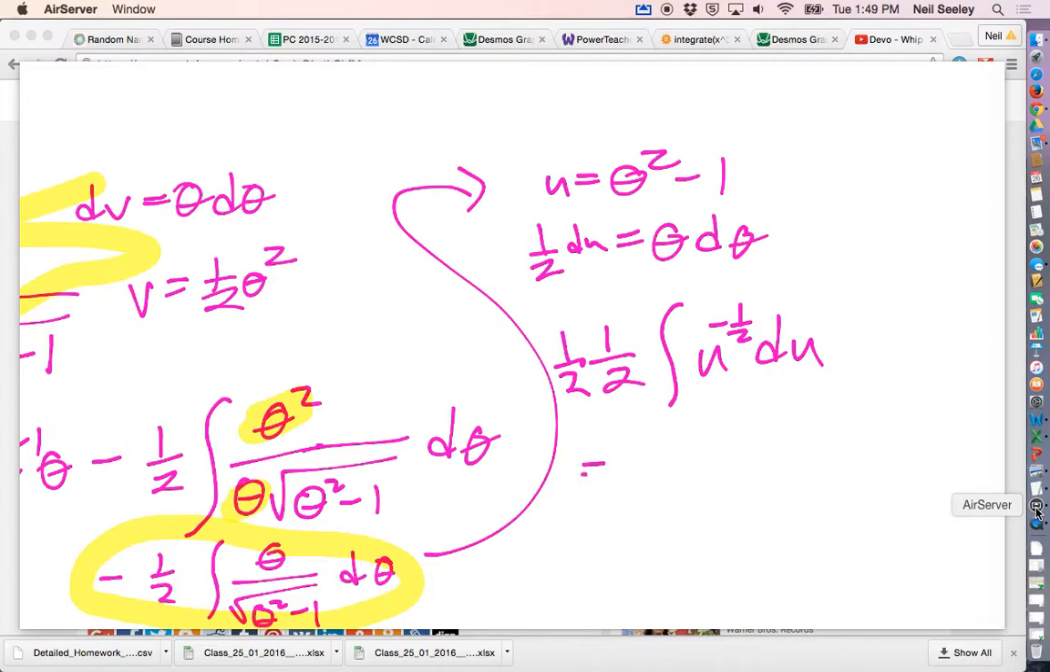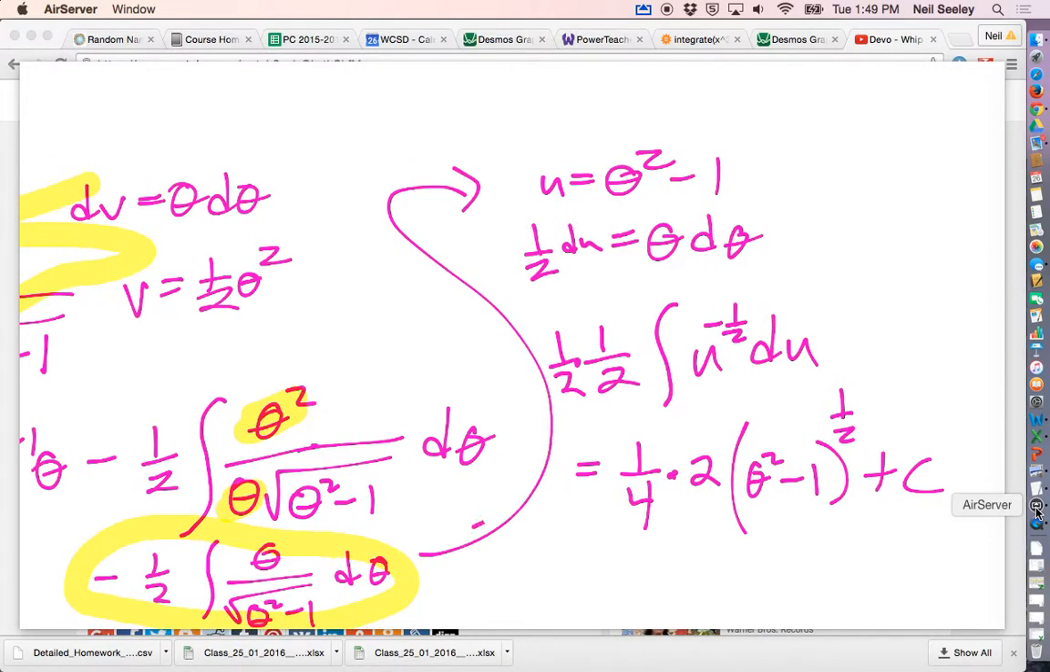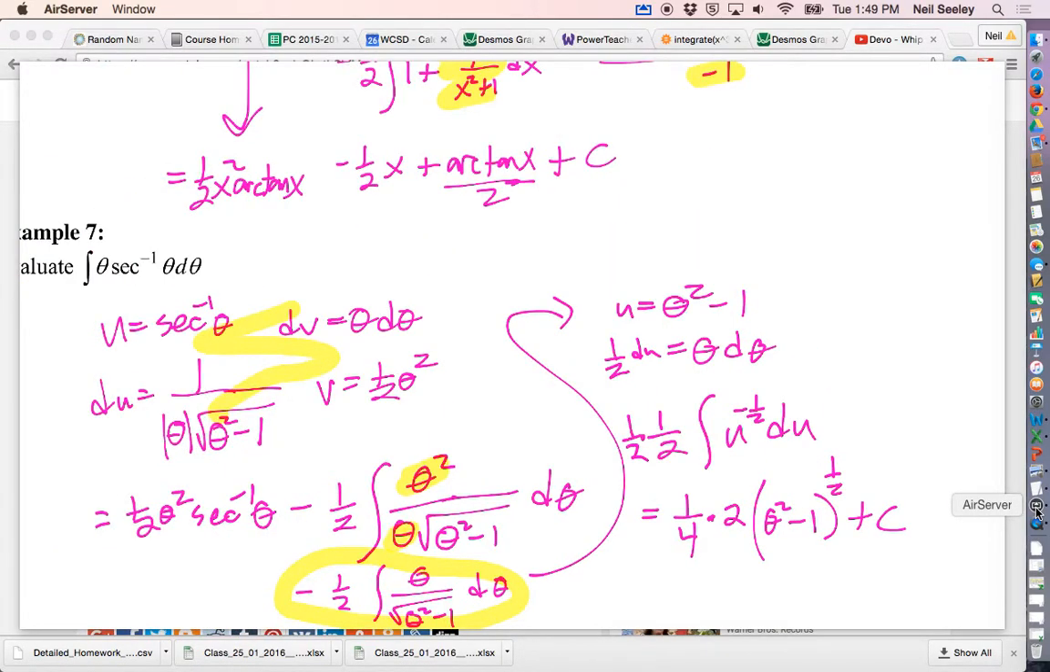So it'll be 1/4, and we add 1 to that power to make it positive 1/2, and divide by half, which is actually times 2. U to the 1/2, and I'll put u back, which is theta squared minus 1, plus c. That's just that circled part. So we just took care of that one piece. And I should probably put the minus, the minus is part of it, so maybe we should put that in there too. Kind of left it out, but it's got a minus going for it.